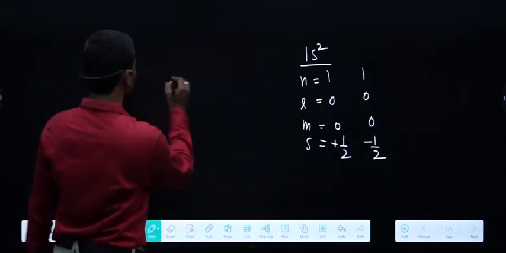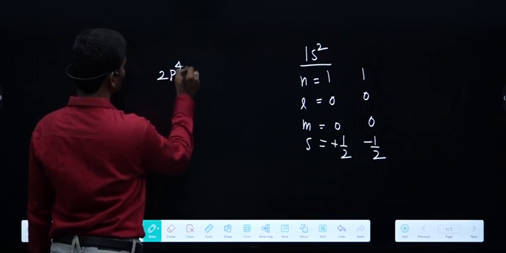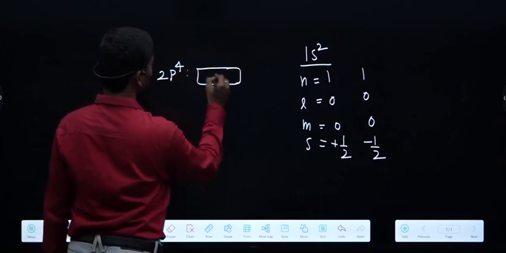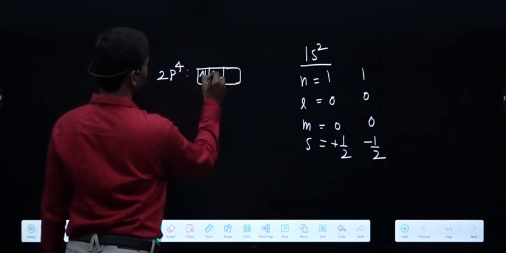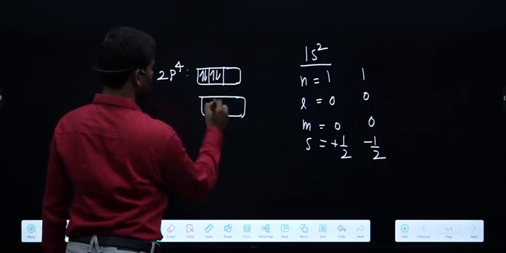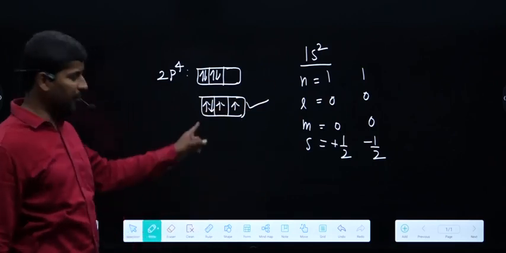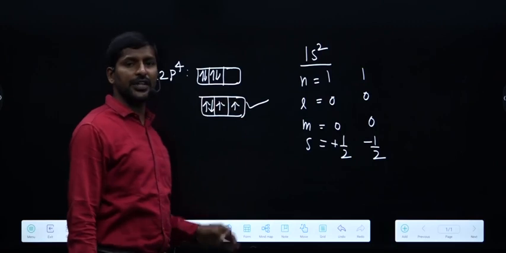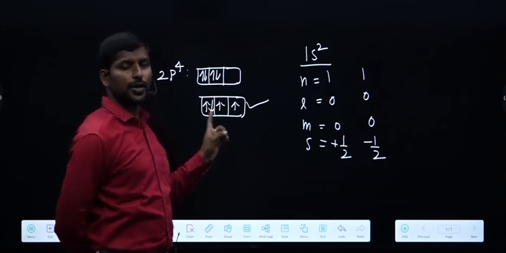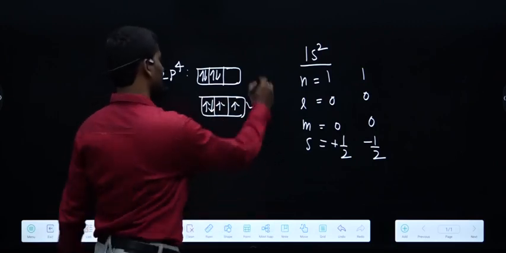What about Hund's rule? If we have 2p4, how to fill the electrons? Okay, these are the 2 possibilities we have. So which one is correct? The second one is correct. Hund's rule of maximum spin multiplicity: if spin multiplicity is high, energy is low, stability is high. And this is the correct one and this is wrong.